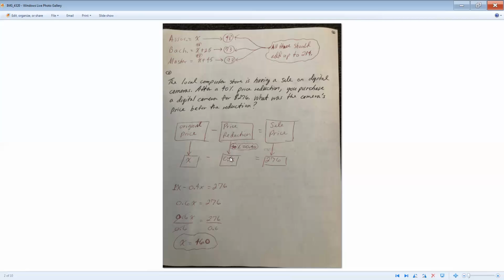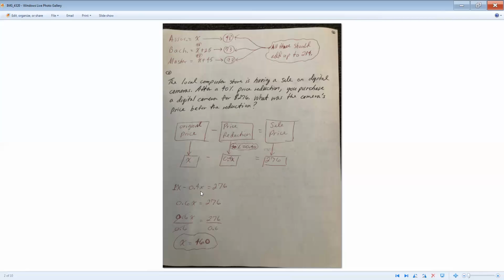Be careful. A lot of people make a mistake and apply the 40% to the 276. That will get you an answer that's close, but not the exact answer. You have to be careful there. You cannot take the percentage of something that wasn't there. So the 40% has to be applied to what was there originally, which was the original price. So this x minus 0.4x equal to 276 is our equation.